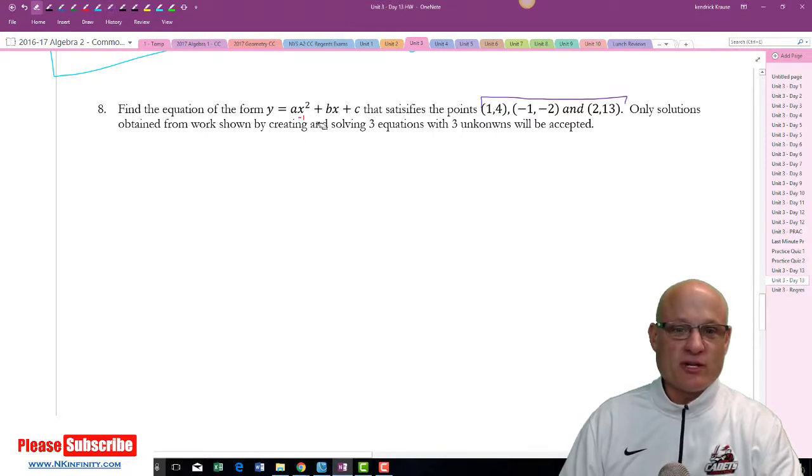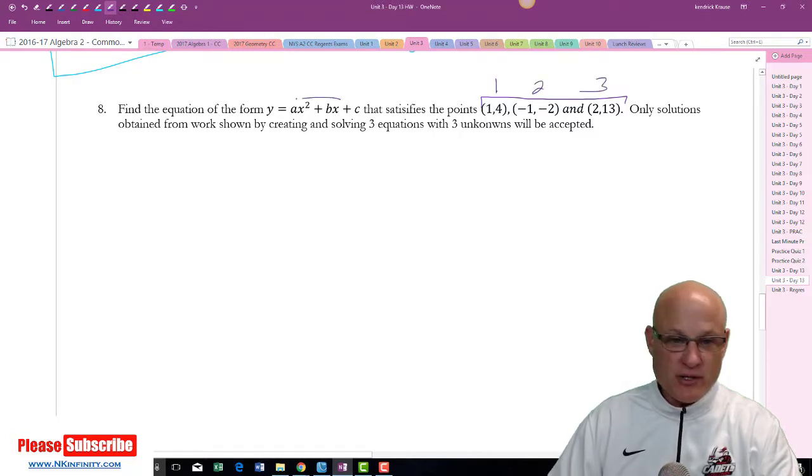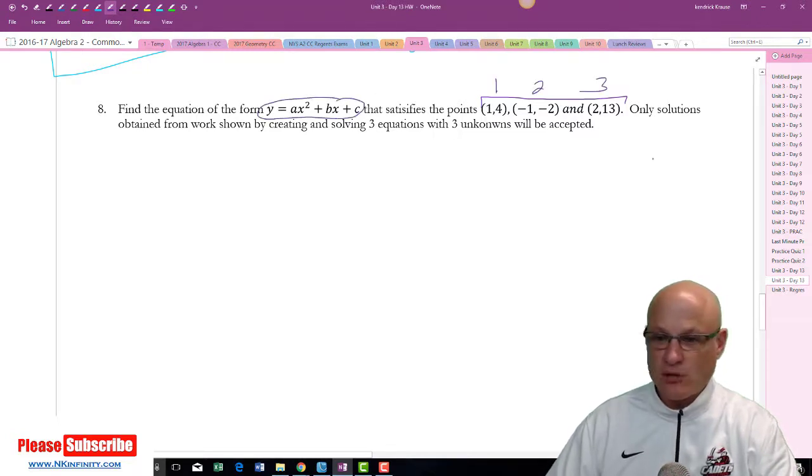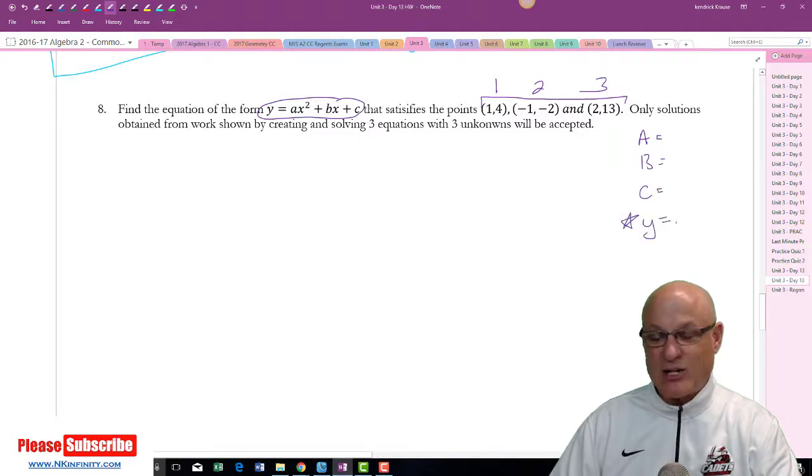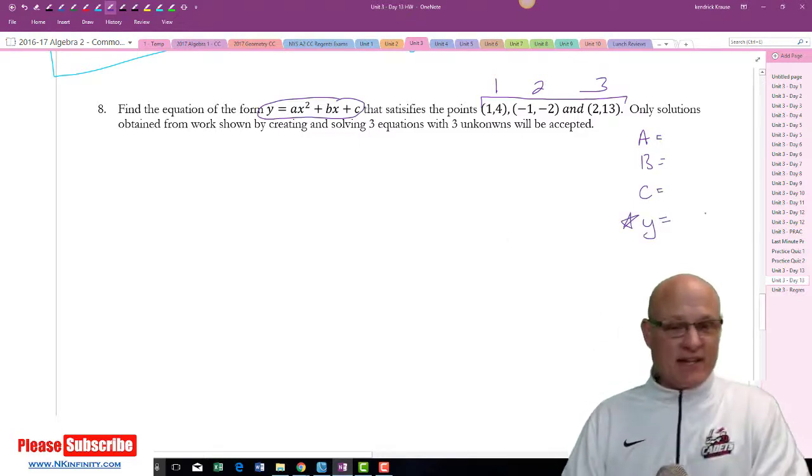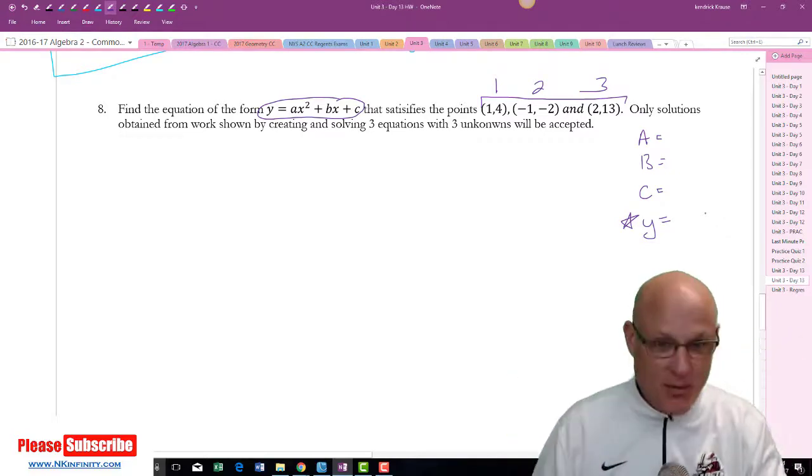So what we're going to do is solve this problem by plugging in these 3 points and creating 3 equations. When we're done, this is what we need to come up with as our answer. So we need to have A equals, B equals, C equals, and our final answer is Y equals some equation. Don't forget to give that to me on the day of the test. You're going to be so mad.